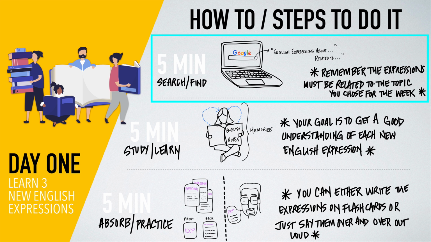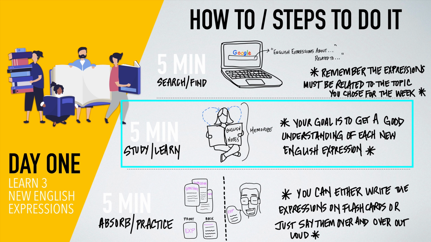So if you're talking about swimming, if you're talking about the news, whatever topic you chose for that week, replace the ... with that topic. Now, remember that the expressions must be related to the topic you chose for the week. That's why this is so important, okay? So spend your first 5 minutes doing that.